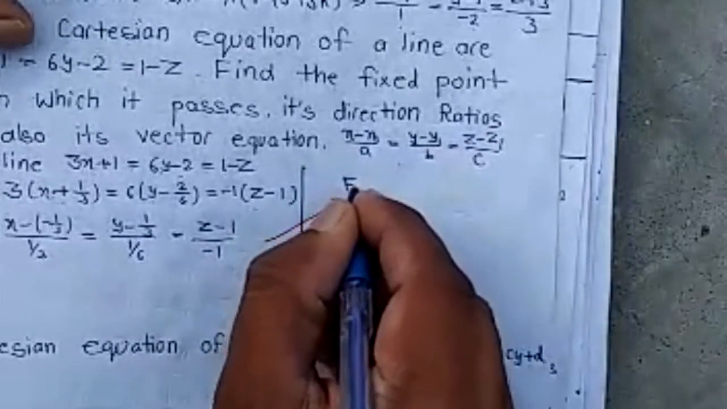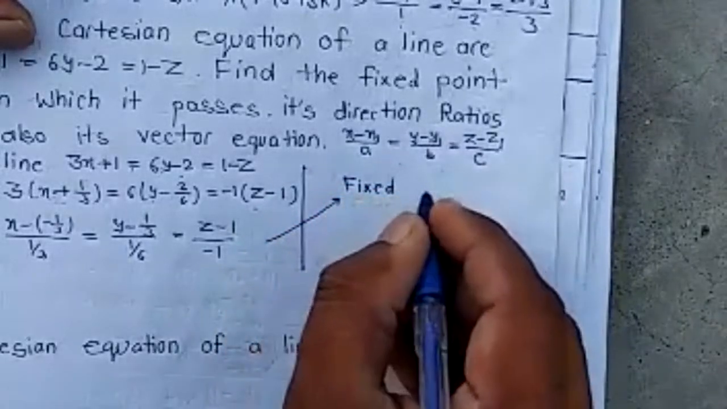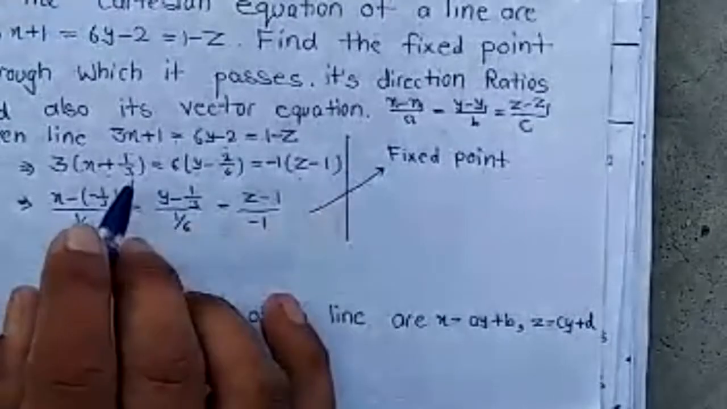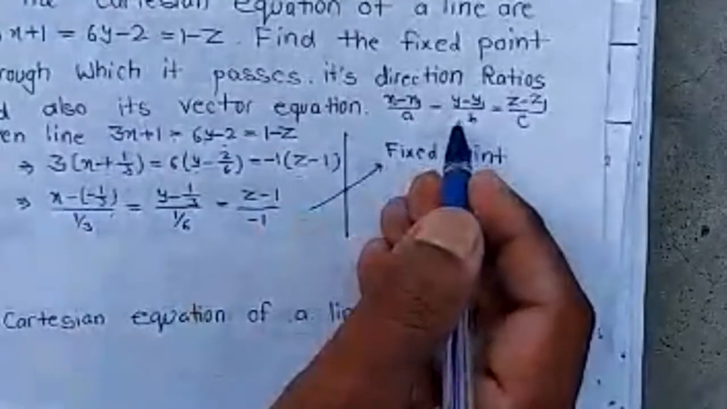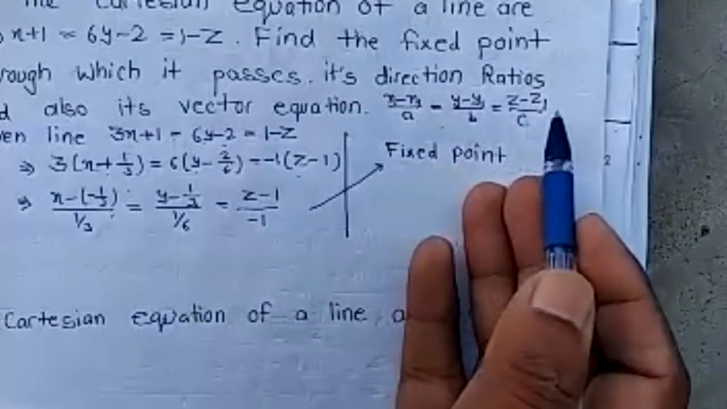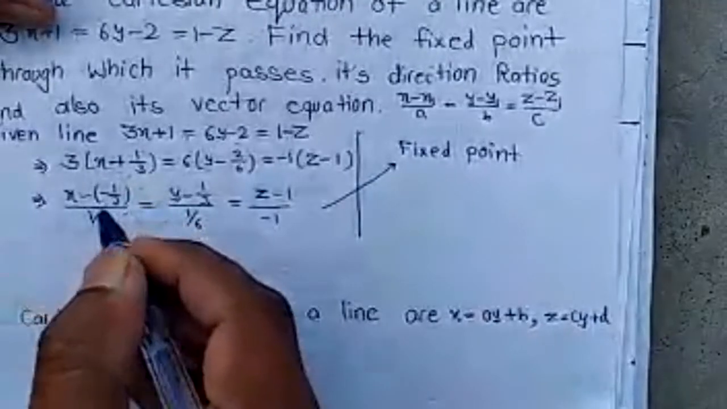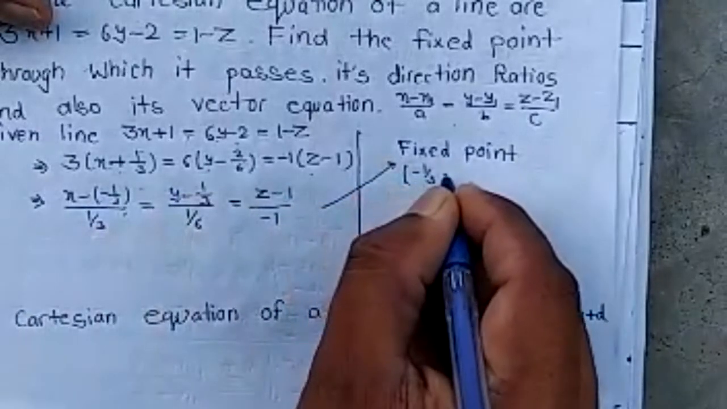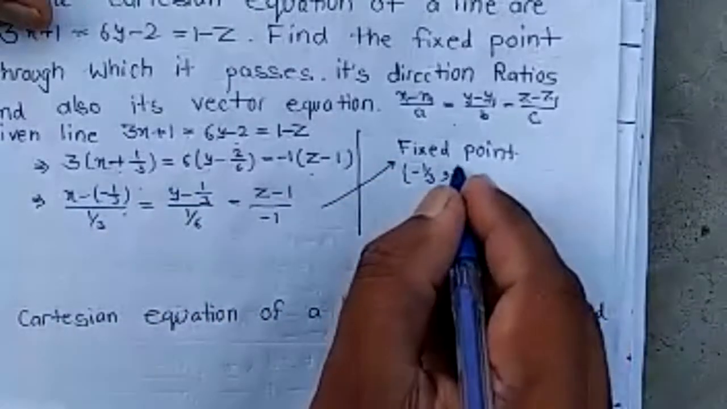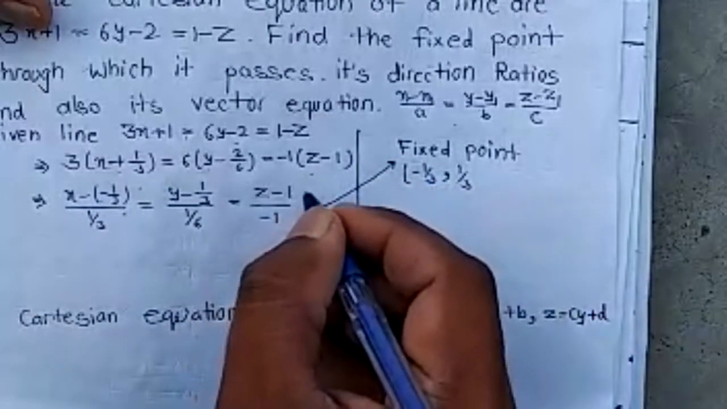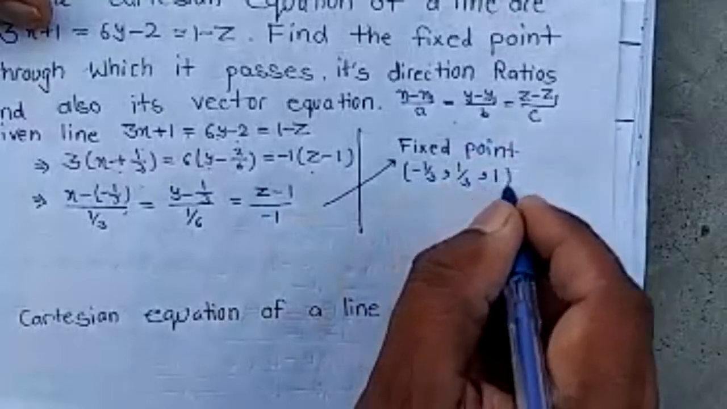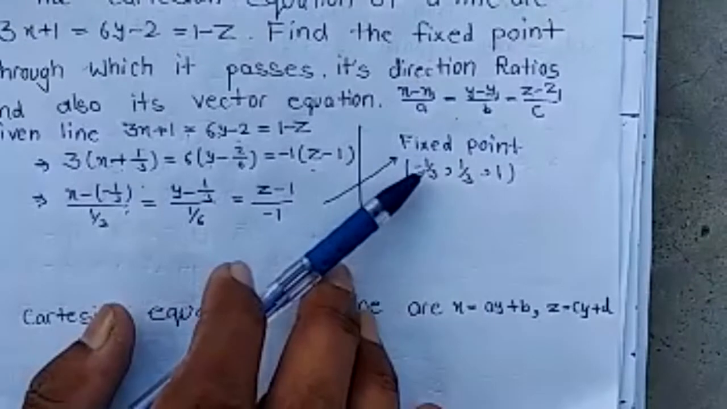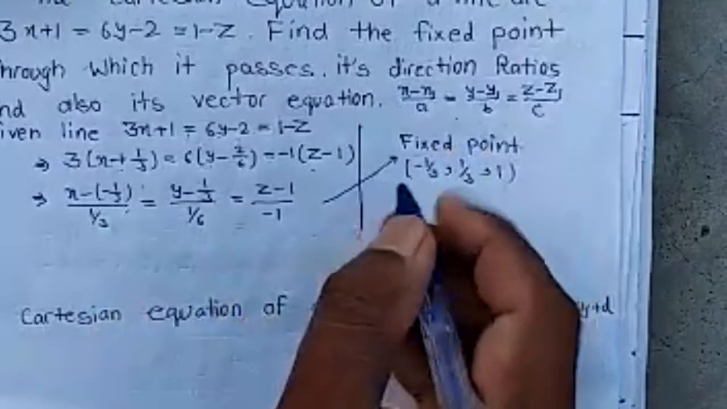By this we get the fixed point. Now this equation is changed into this form. Now the fixed point is x1, y1, z1. Then the value of x1 is minus 1 by 3, the value of y1 is 1 by 3, and the value of z1 is 1. Means this line passes through the point minus 1 by 3, 1 by 3 and 1.